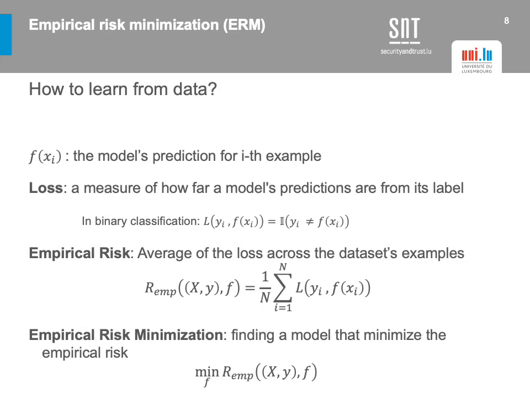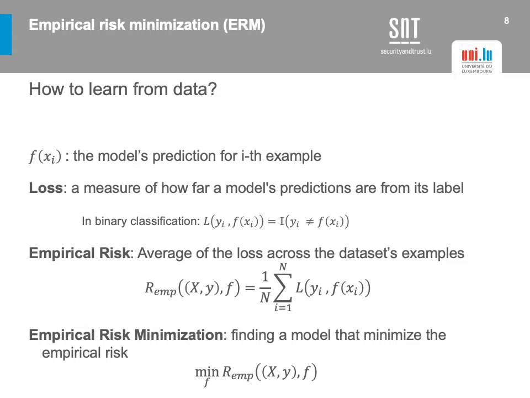So the idea is that when we want to train the model on our data, we want to find a function f, which, as we recall from the first video, is the mapping between x and y, between the features and the label. And we want the empirical risk to be as small as possible, because that means we minimize the error.